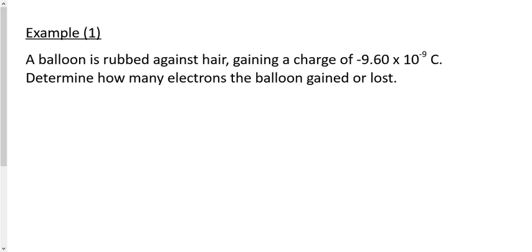Okay, I want to take a look at your first example for the unit here that's on the sheet that I handed out a little while ago. It says, a balloon is rubbed against hair and it gains a charge of negative 9.6 times 10 to the negative 9 coulombs. We want to know how many electrons the balloon gained or lost. So really we're asking 2 things in this question. What's the number of electrons here, and did we gain the electrons or did we lose the electrons? How do you think you're going to find the number of electrons? Gained or lost, don't worry about that right now.